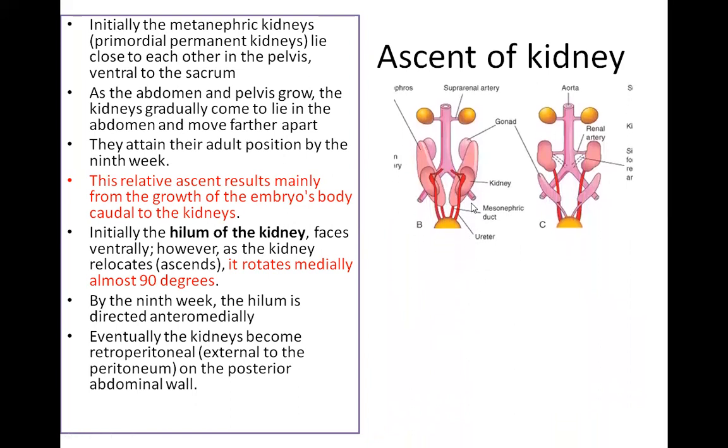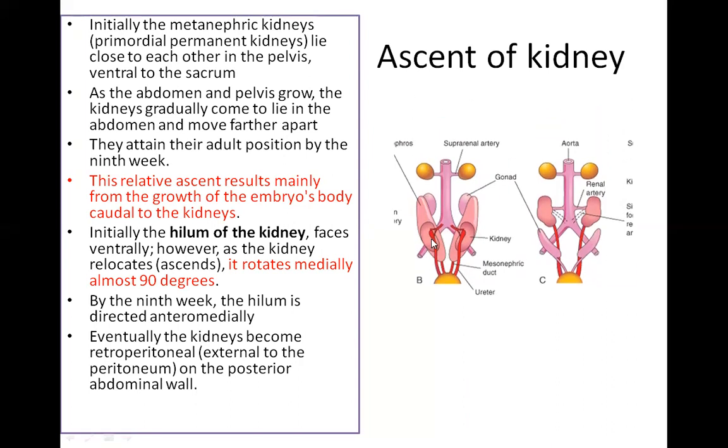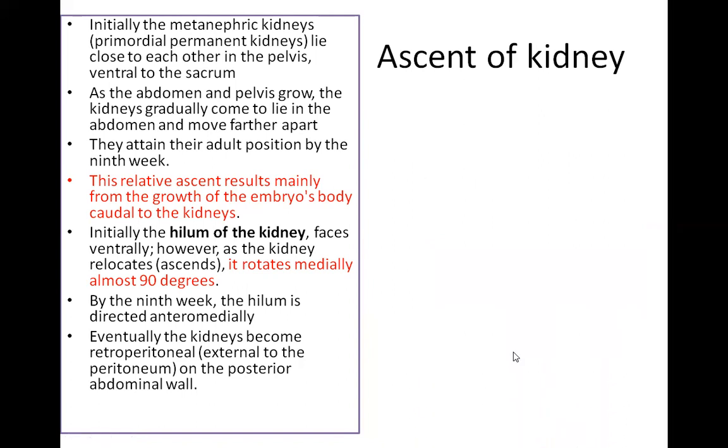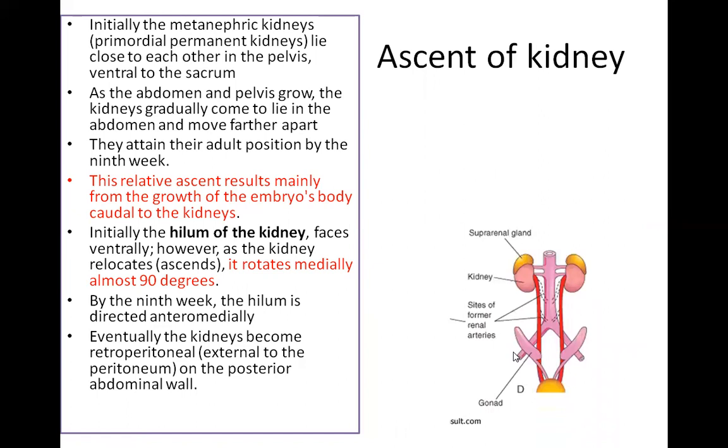So as they ascend, the relative ascent is mainly because of the growth of the embryo's body caudal to the kidneys. The hilum, which is initially facing ventrally, because of the rotation of the kidney, will start facing anteromedially. So the kidney will undergo a 90 degree medial rotation. By the ninth week, the hilum is directed anteromedially. Eventually the kidneys become retroperitoneal and come to lie on the posterior abdominal wall, and the hilum will face medially.